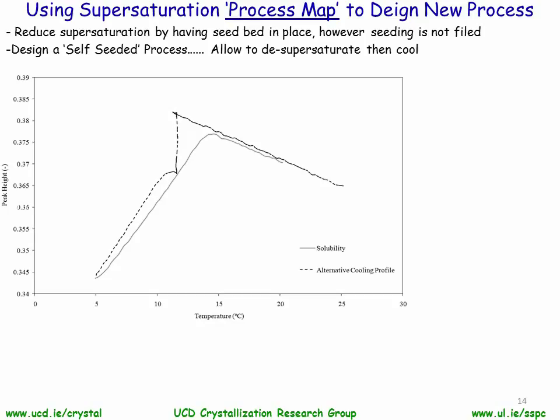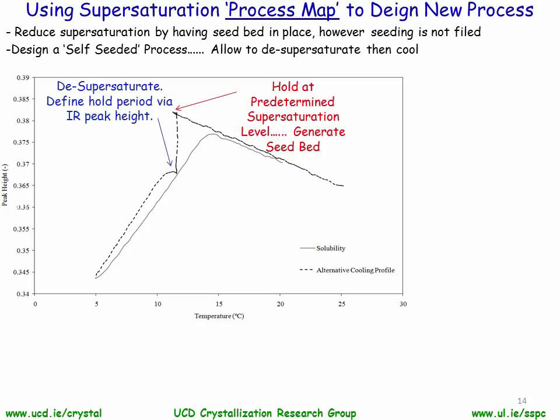So shown here is the supersaturation trajectory of our self-seeded process. So you can see here we cooled to a known or predetermined supersaturation level, which corresponds to the 15-hour linear cooldown. We then held and allowed our system to nucleate and desupersaturate to the solubility curve. At this point we then started cooling at a cooling rate of about 0.8 degrees centigrade per minute. Now this cooling rate was dictated to ensure that we isolated our product within the 1 hour cycle time that we deemed as being favourable.